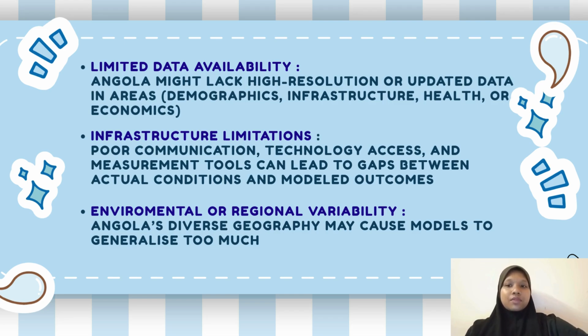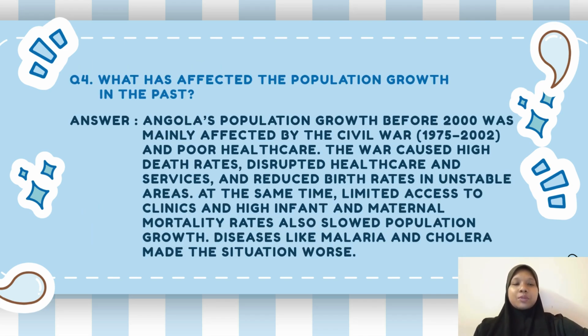Second, infrastructure limitations. Poor communication, technology access, and measurement tools can lead to gaps between actual condition and model outcomes. And lastly, environmental or regional variability. Angola's diverse geography may cause models to generalize too much. Question 4. What has affected the population growth in the past? Angola's population growth before 2000 was mainly affected by the Civil War, which was from 1975 to 2002, and poor healthcare.